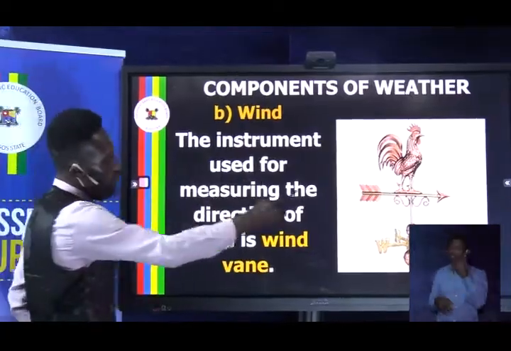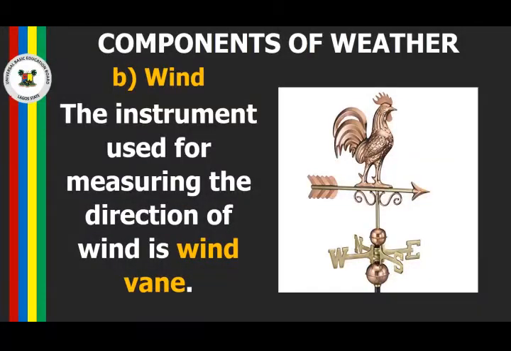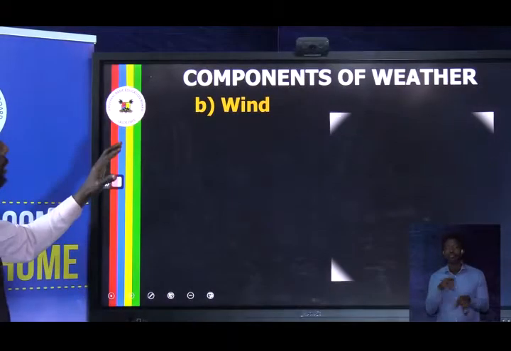So this is a wind vane here. It shows the direction of wind. This is the west, the north, the south, and the east. So anywhere the wind comes from, it moves to that direction to indicate where the wind is coming from. Now let's look at another one.